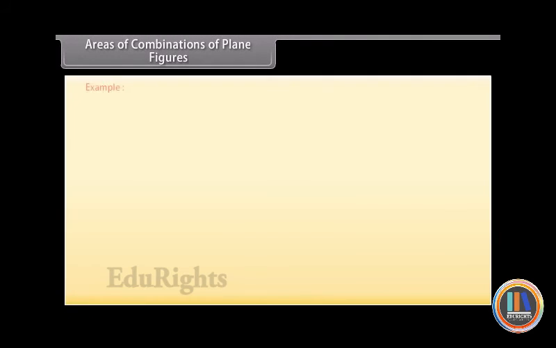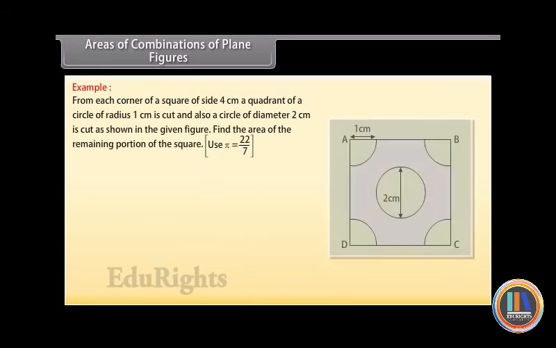Areas of combinations of plane figures. Example. From each corner of a square of side 4 cm, a quadrant of a circle of radius 1 cm is cut, and also a circle of diameter 2 cm is cut as shown in the given figure. Find the area of the remaining portion of the square. Use pi as 22/7. Each quadrant is a sector of 90 degree in a circle of 1 cm radius.